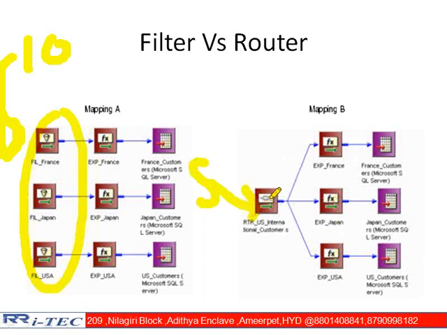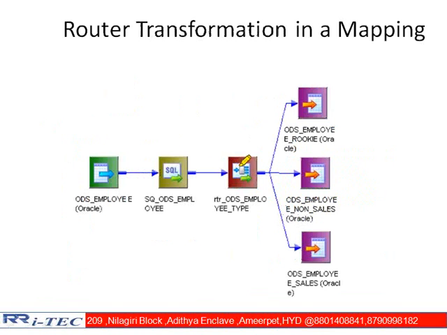Once reading is completed, one record comes to the router, and it validates condition by condition. Here with filters it is reading 30 times; with the router it is reading only 10 times. Because of that, performance is going to improve. Are you getting my point? For each filter transformation, it is reading the total source. But here, the processing is such that it reads from the source only one time.